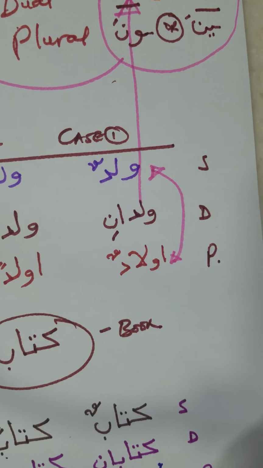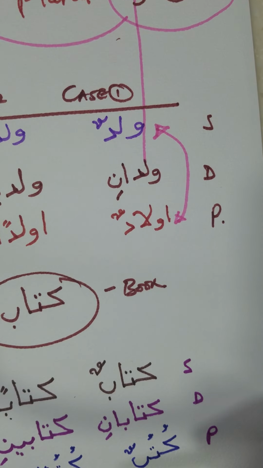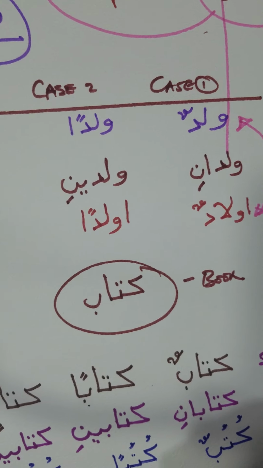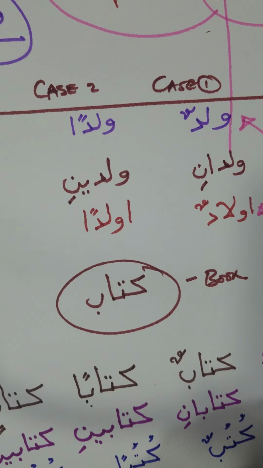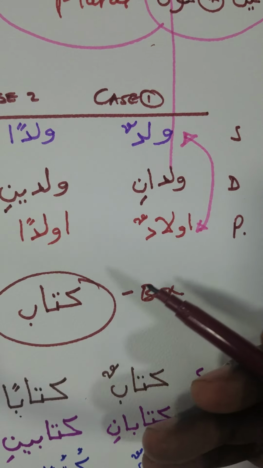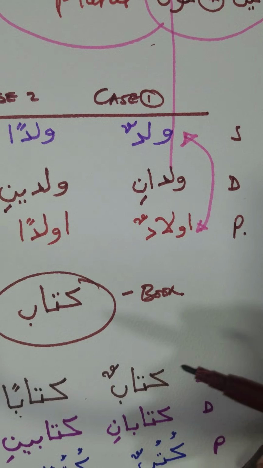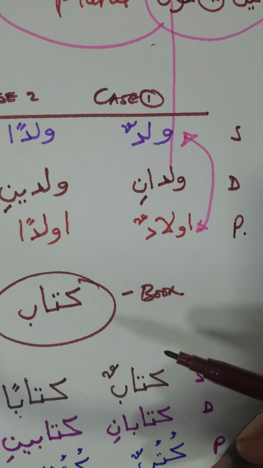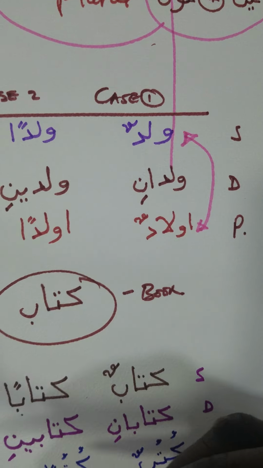Now this is complex. You look at the plural for the word boy. One boy is called walad, but if there are many, they are awlad. Now in the case of Iraab, you don't say awlad, but you say awladun, awladan, awladin. You understand? These are three ways of saying the same thing. So I think you have followed this one.